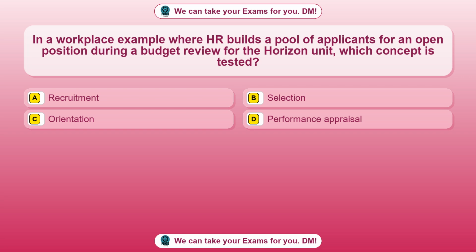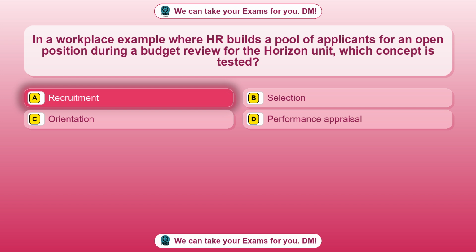Question 1. In a workplace example where HR builds a pool of applicants for an open position during a budget review for the Horizon unit, which concept is tested? Option A, recruitment. Option B, selection. Option C, orientation. Option D, performance appraisal.